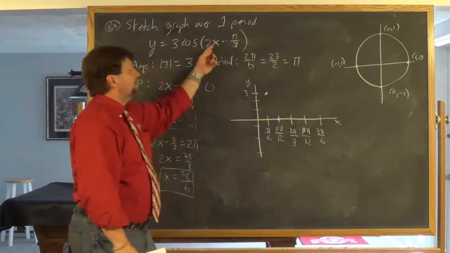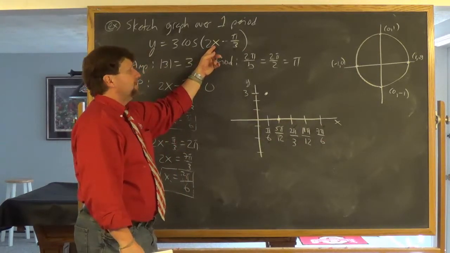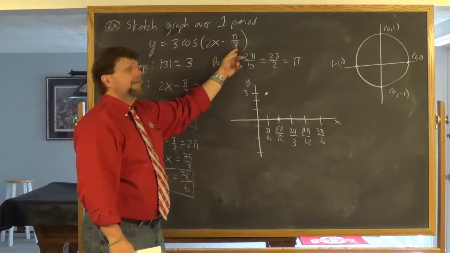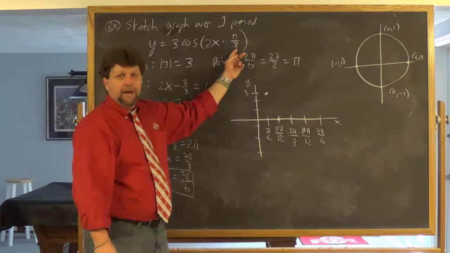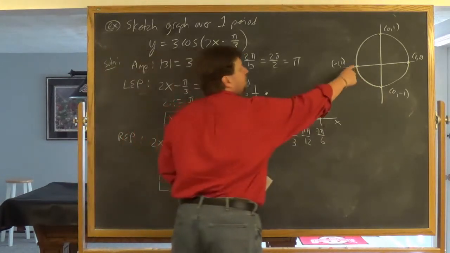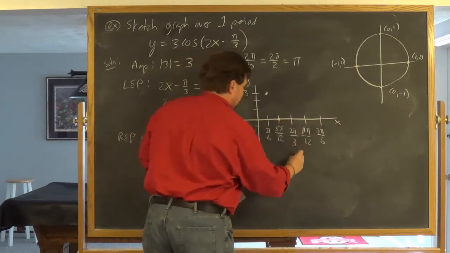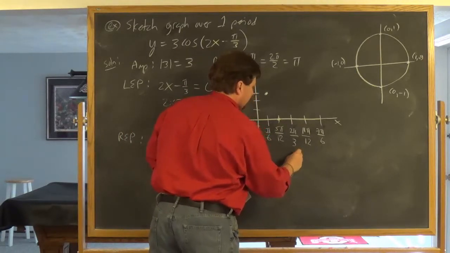Continuing, when 2 pi over 3 comes in here for x, you multiply it by 2, gives you 4 pi over 3. 4 pi over 3 minus pi over 3 is 3 pi over 3, or pi. Cosine of pi is negative 1. So I got 3 times negative 1, which is negative 3.